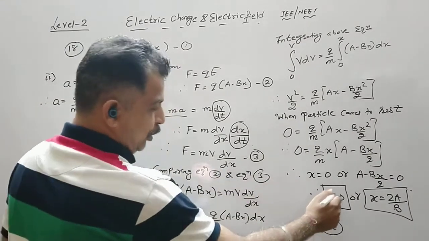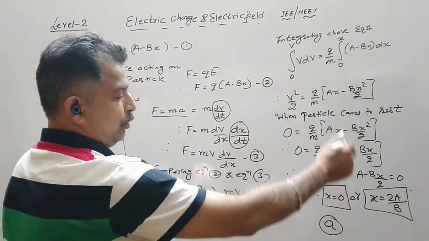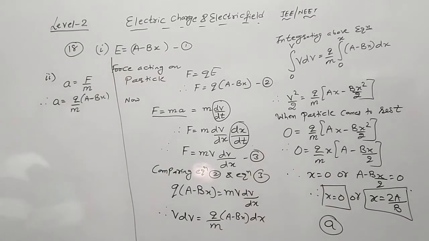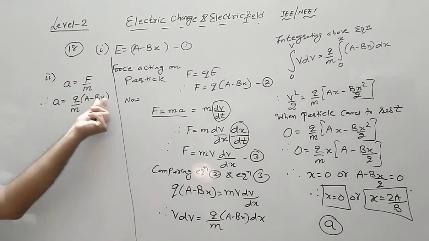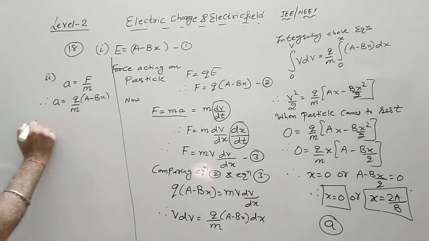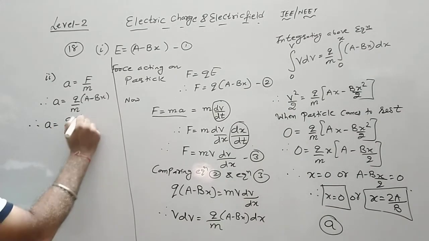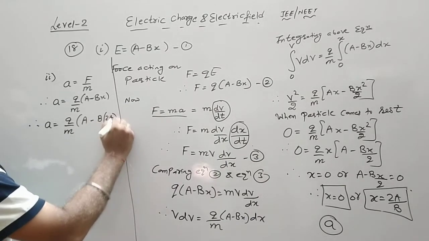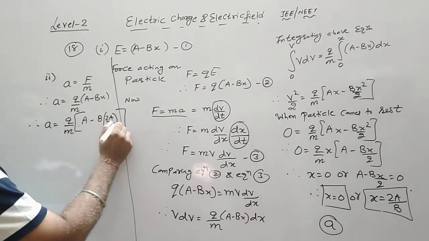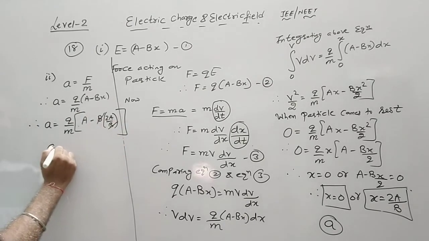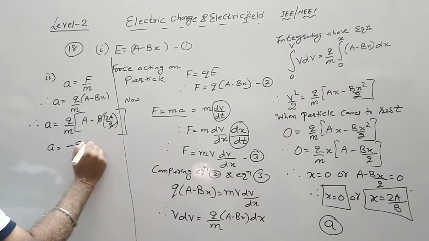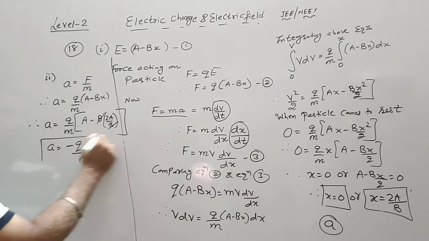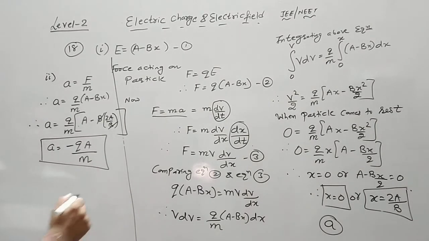Initially the body was at rest, so its initial velocity was 0, initial position was 0, and this is its final position. So we substitute the final position when x is equal to 2a by b. Therefore, a is equal to q by m, (a - bx). In the place of x, we write 2a by b. So this b is cancelled, a minus 2a is minus a. So acceleration is minus qa by m. So this is the acceleration. Again, the option is A.